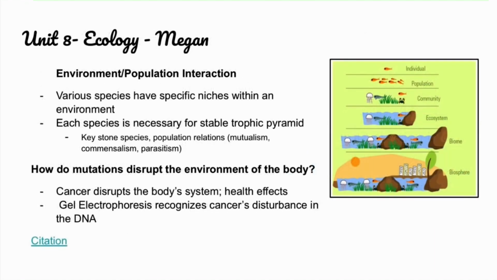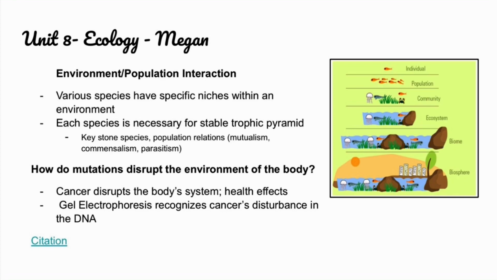Unit 8, Ecology. In this unit, we learned about different species and how they interact with each other and the environment. Every individual has a specific niche and does their part to contribute to the well-being of their habitat. Every species in a specific population is necessary for the stability of their population's trophic pyramid.